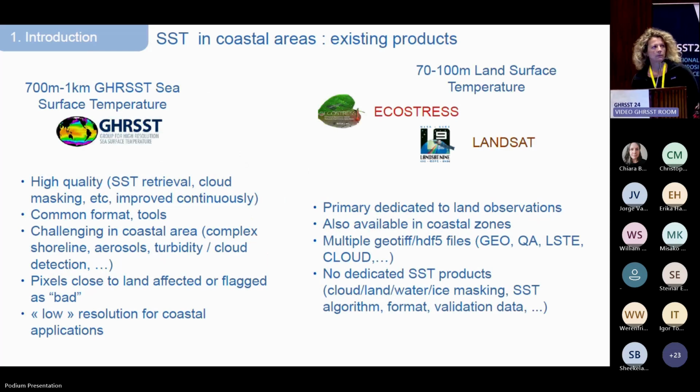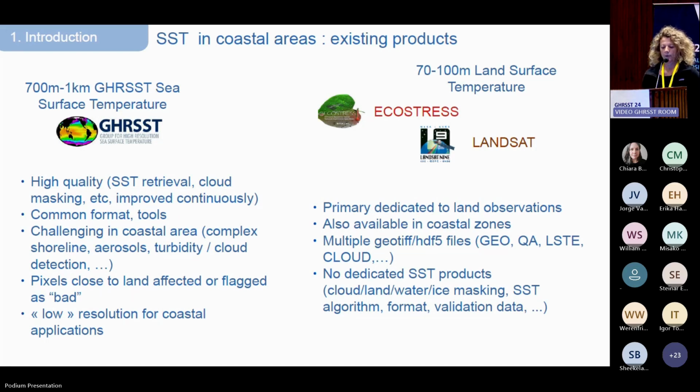We are provided with high quality observations of about 1 kilometer resolution. They are continuously improved in terms of SST retrieval, cloud masking, etc. They are available in the user-friendly GRIB format, but it's still challenging to provide good quality data in coastal areas because of the complex shoreline, because of aerosols, because of the difficulty to discriminate between cloud and turbidity, for example.